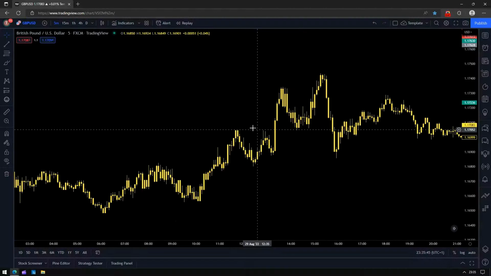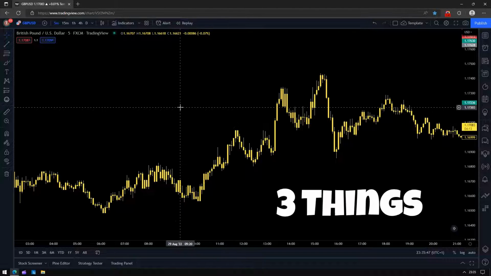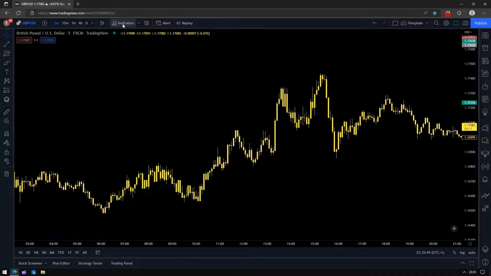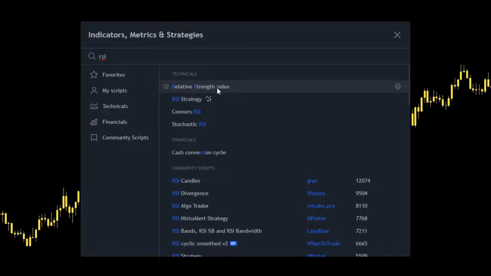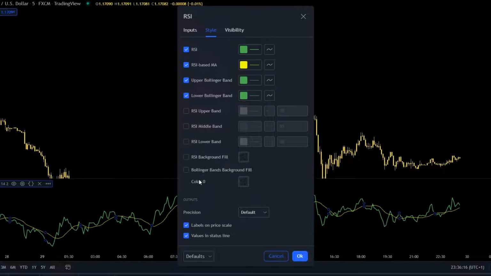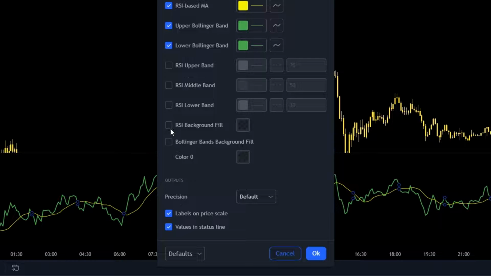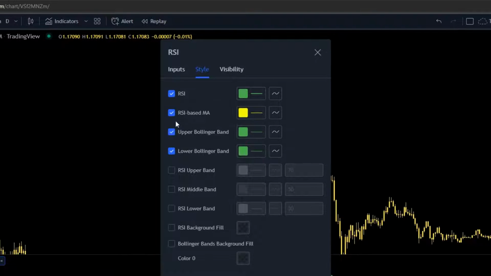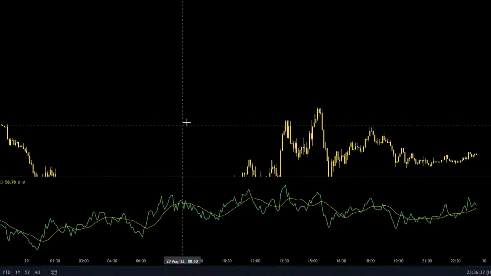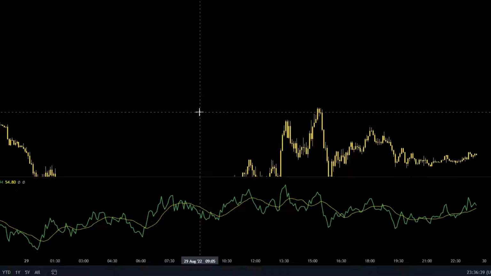Okay, so for this method we're going to use three things on tradingview.com. The first thing we're going to use is the RSI. And pick this one here, the Relative Strength Index. So on the RSI I've turned off all the noise, removed the background and the Bollinger Bands, and I've changed the RSI colour to green and the RSI based moving average to yellow. I've kept the inputs the same. This will be our main indicator for spotting divergence, and I'm going to show you exactly how to use it.